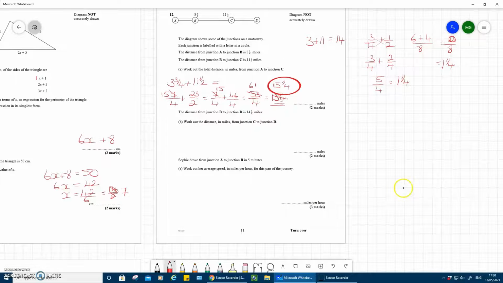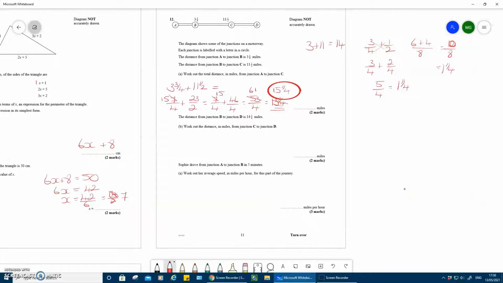Work out the distance from C to D. So B to D is 14 3/4. From there to there is 14 3/4. We know that bit, so this time it's a takeaway. So 14 3/4 take away 11.5.